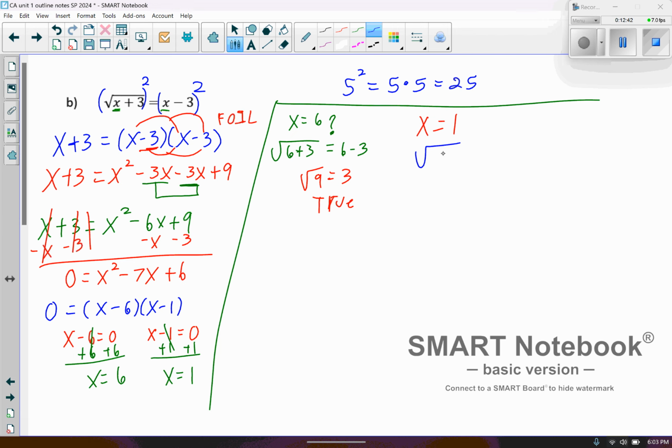So let's see, we're going to have 1 plus 3 equals 1 minus 3. So we're going to get the square root of 4 equals negative 2. Well, my square root's not going to equal negative, so I'll go ahead and put false. And so that one cannot work. And so we only want to include 6 right here. And once again, be careful. The solution is 6, because like I said, sometimes you get down to this point, you kind of forget about what you're actually doing. So we figured out that 6 is the value that when you plug it in, it is a true statement. It makes the equation balanced.